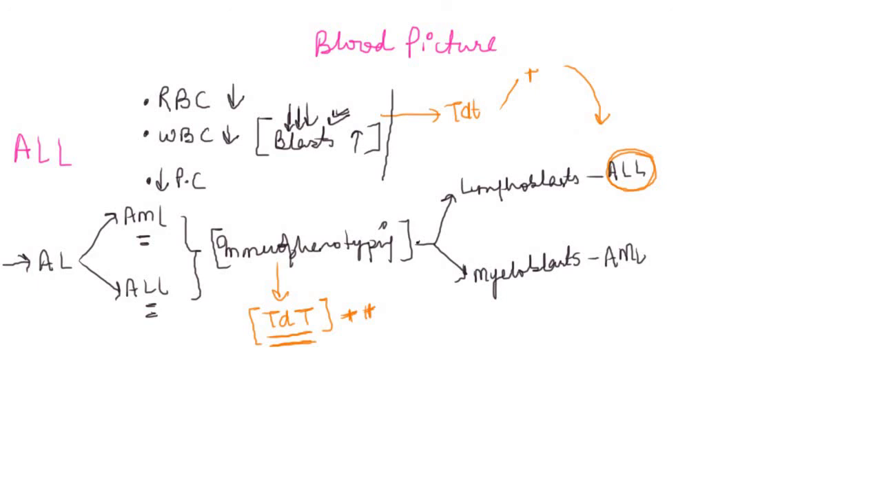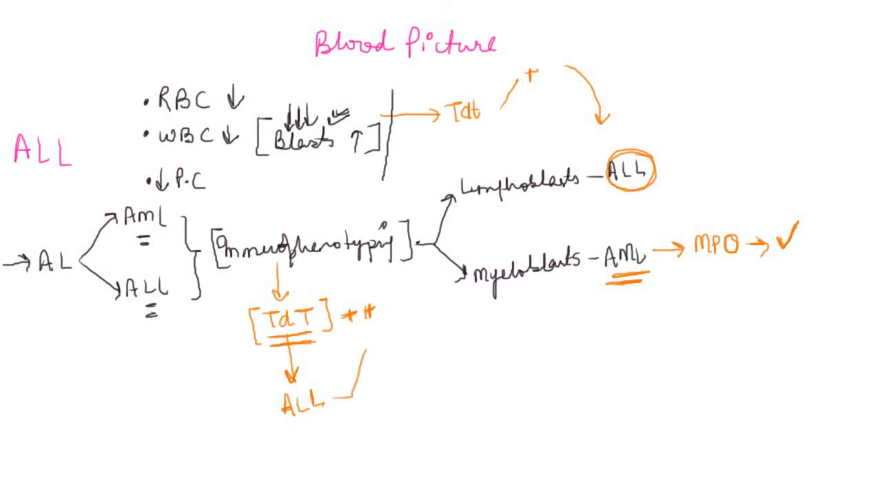But let's suppose that TDT is negative, then you suspect that it might be a case of acute myeloid leukemia. For acute myeloid leukemia, we use an enzyme called myeloperoxidase. And if we locate the myeloperoxidase enzyme in immunophenotyping, then it is a case of AML, or acute myelogenous leukemia, or acute myeloblastic leukemia. This I will be taking in another video. So right now focus on ALL, or acute lymphoblastic leukemia. If you have TDT positive, then it is a case of acute lymphoblastic leukemia. Now what to do next?